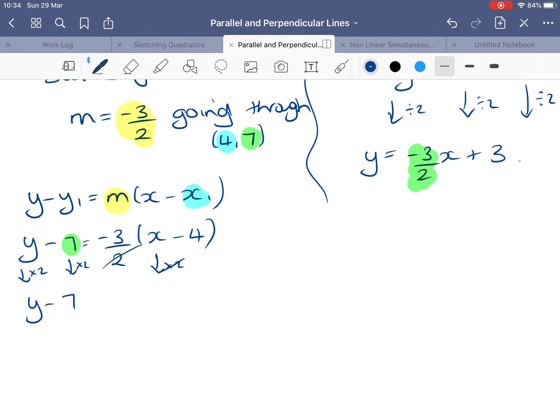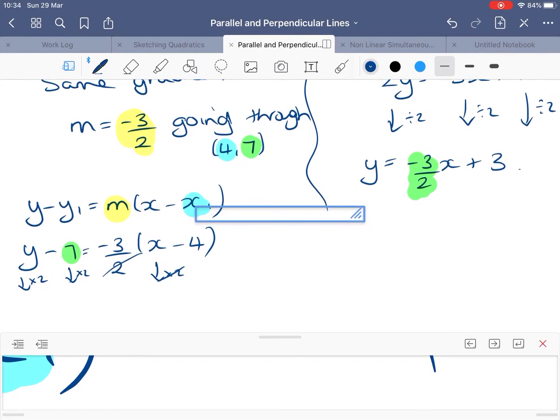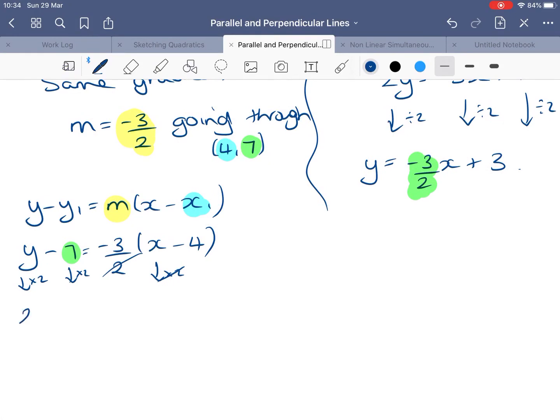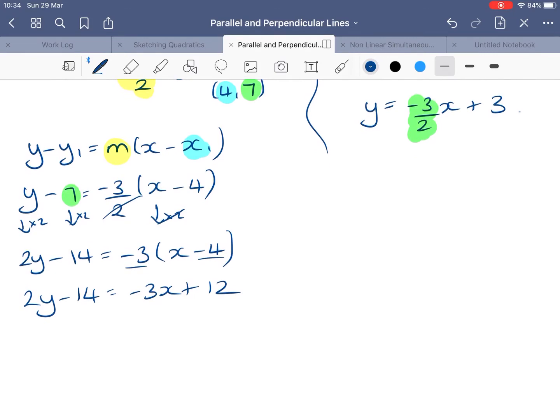So I would have, let's get rid of this, 2, get rid of that. 2y minus 14 equals minus 3x minus 4. Expand the bracket, it's going to be minus 3x. Remember, minus times a minus makes a plus. And then write it in the form ax plus by equals c.